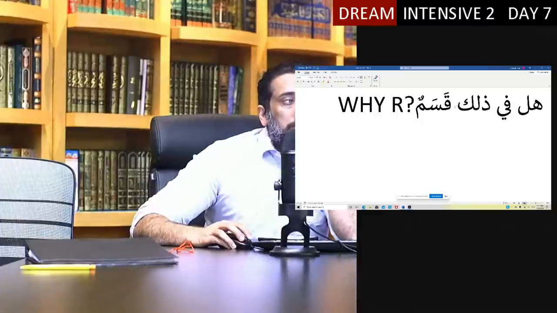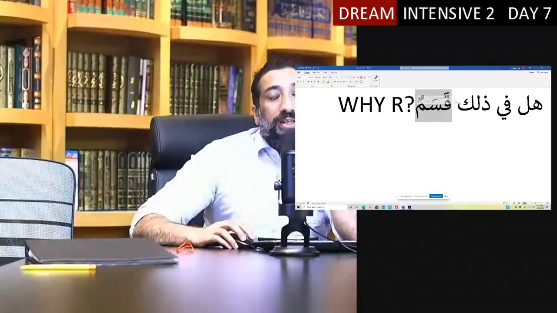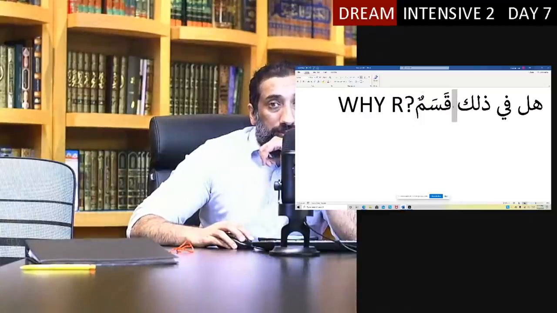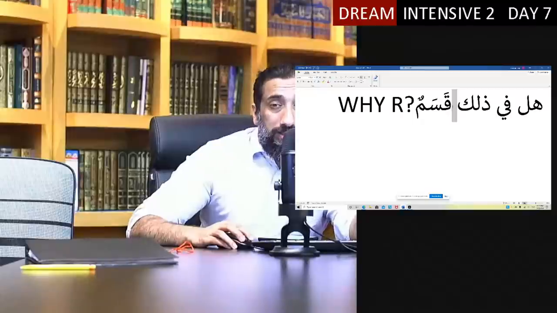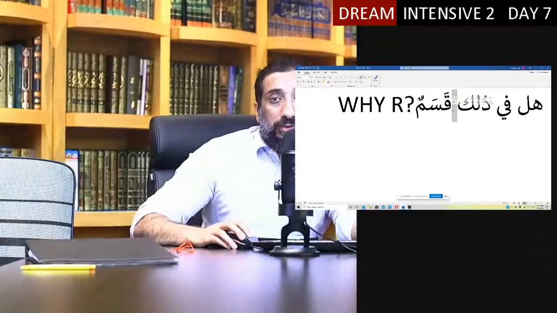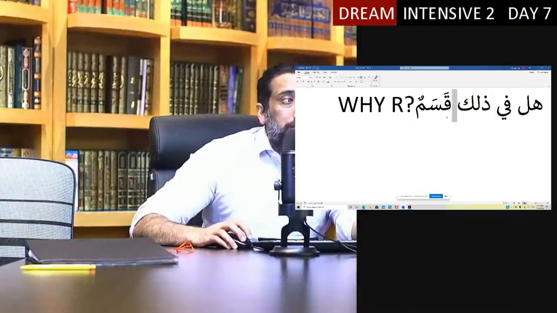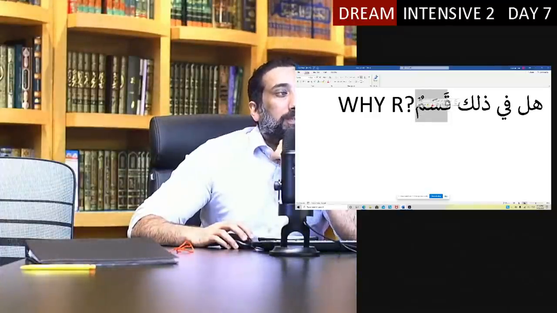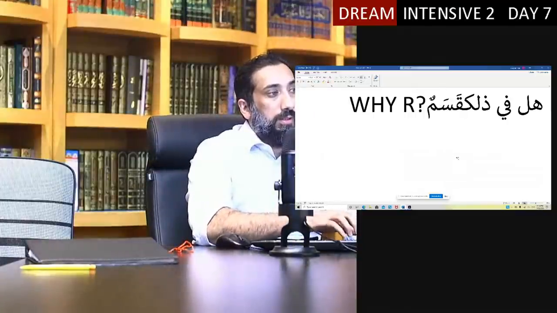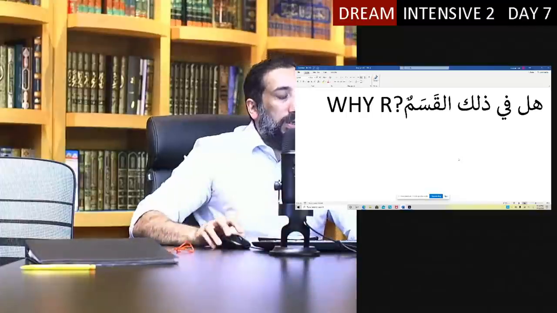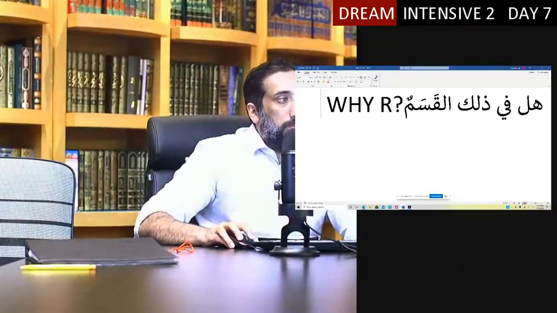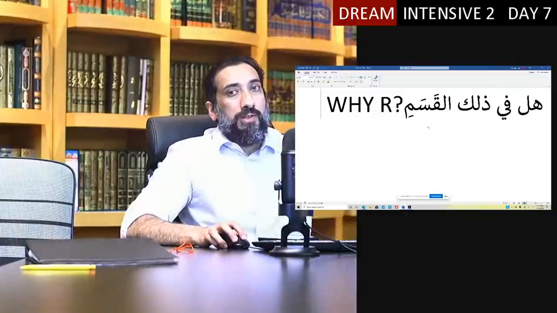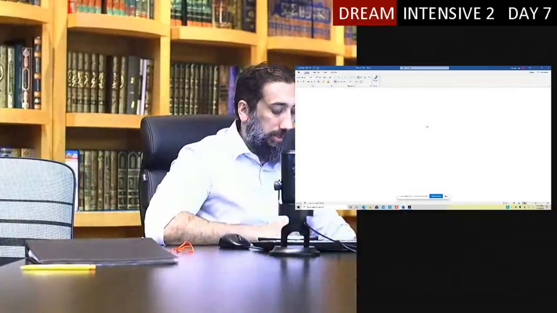Now, the real question to ask is: is qasamun a musharun ilayh? Musharun ilayh means it's immediately after the pointer and it's got an al on it. Does it? No. If it did have an al, it would have to match. If it doesn't have an al, it doesn't have to match, and that's your answer. It's not a musharun ilayh, that's why it's not jar. If it was fi dhalika al, it would be incomplete in that case. But if it was dhalika al qasam, there would be more to the sentence. It would be fi dhalika al qasami. But it's not. It's hal fi dhalika qasamun, because it's not a musharun ilayh. That's why it doesn't match.